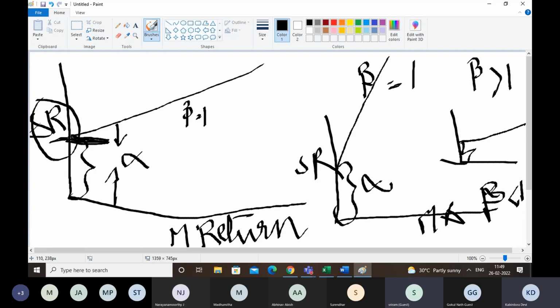The positive value of alpha is a very healthy sign, whereas the negative sign is not so good.